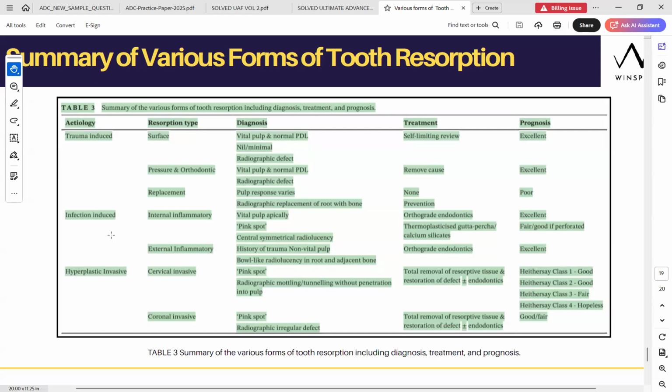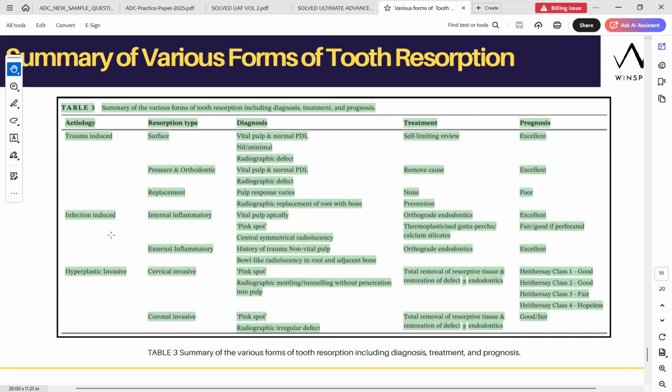Then comes your hyperplastic invasive, cervical and coronal, with a pink spot in cervical, and a pink spot in coronal as well. Cervical has a radiographic mottling, tunneling, with or without penetration, depending upon which class. Coronal is seen on the enamel, as an irregular defect within the enamel. Coronal is seen in the unerupted teeth.